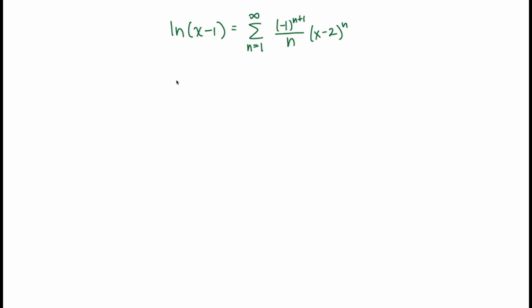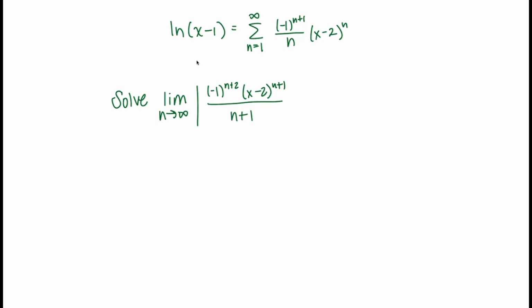We're going to go ahead and apply the ratio test. So we want to solve when does the limit as n approaches infinity of the absolute value of a sub n plus 1 over a sub n become less than 1. So we're going to go ahead and substitute n plus 1 into each n here. So I'm going to do -1 to the n plus 2, x minus 2 to the n plus 1 over n plus 1. So I'm replacing each n with an n plus 1. And then the ratio test says over a sub n. This right here is a sub n.